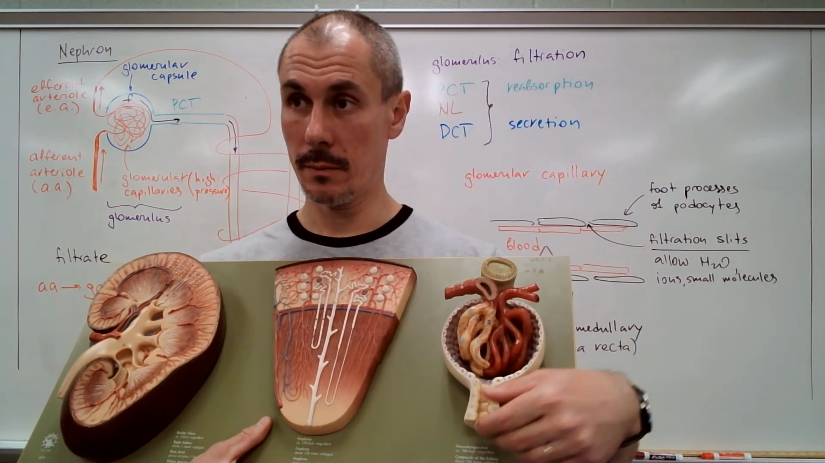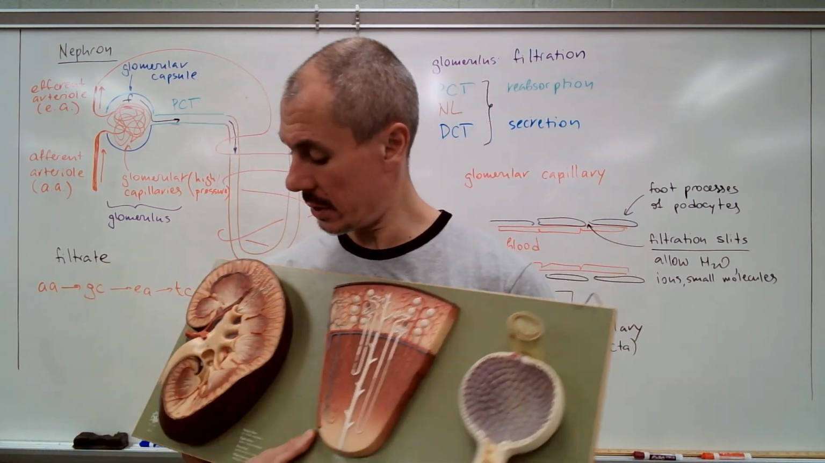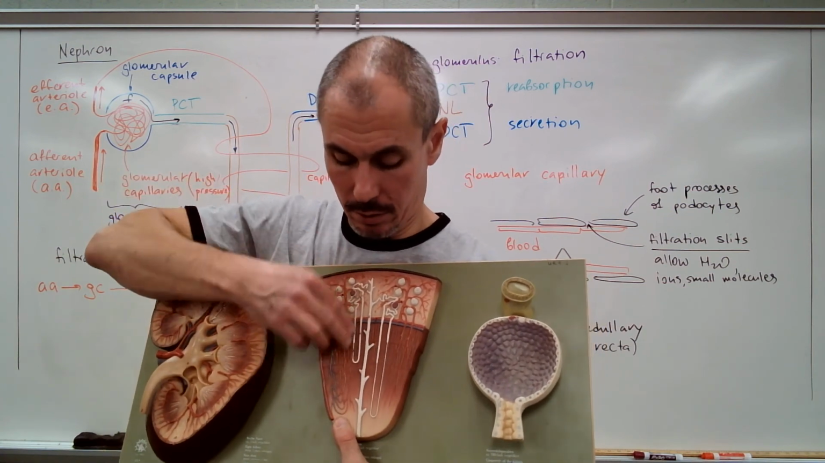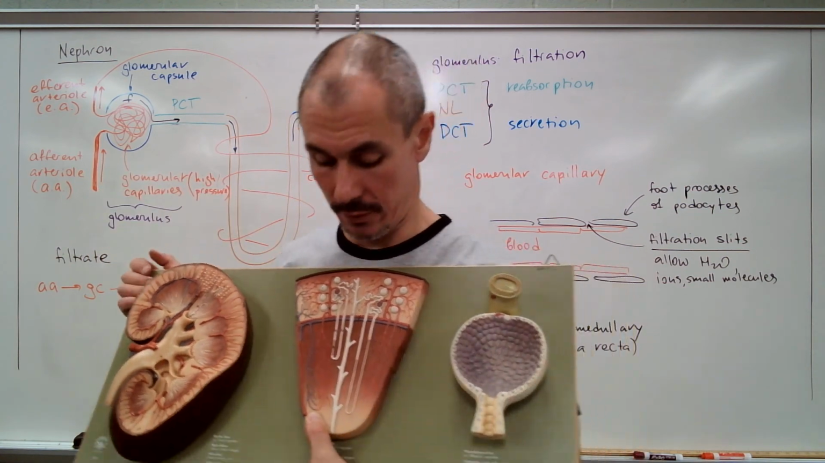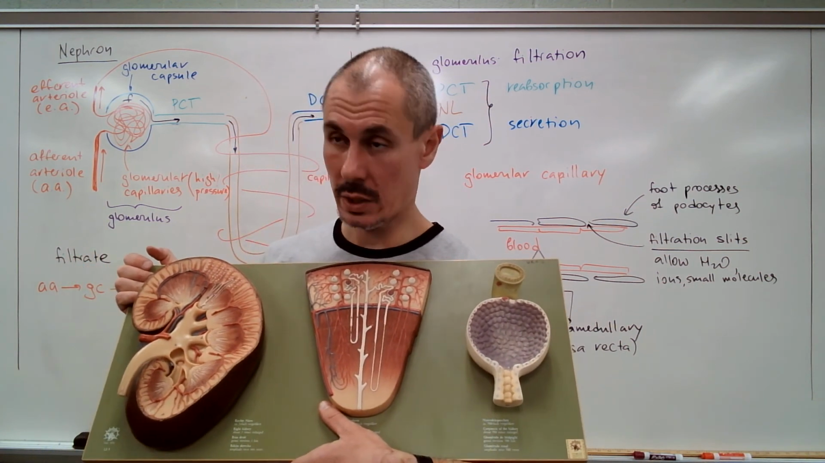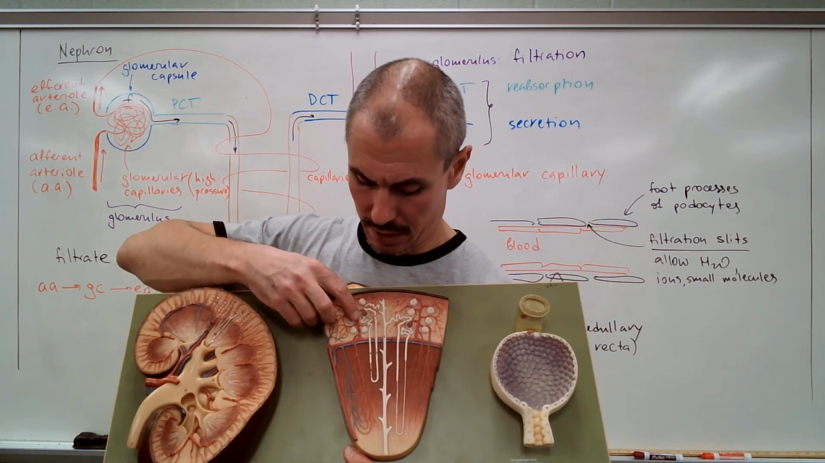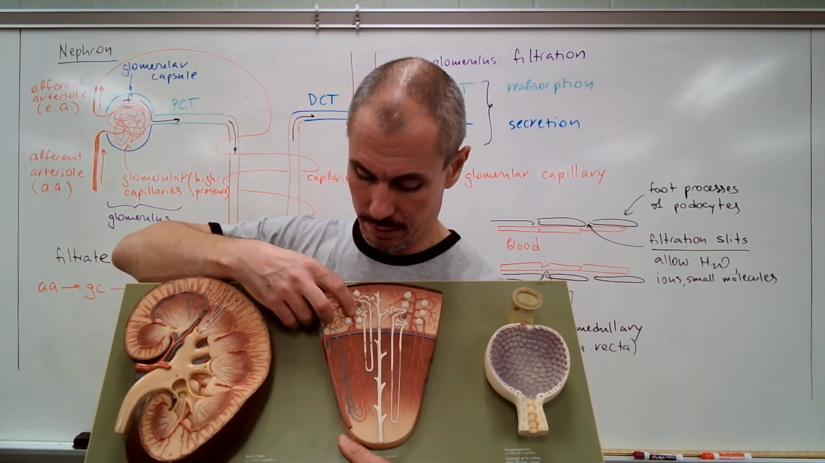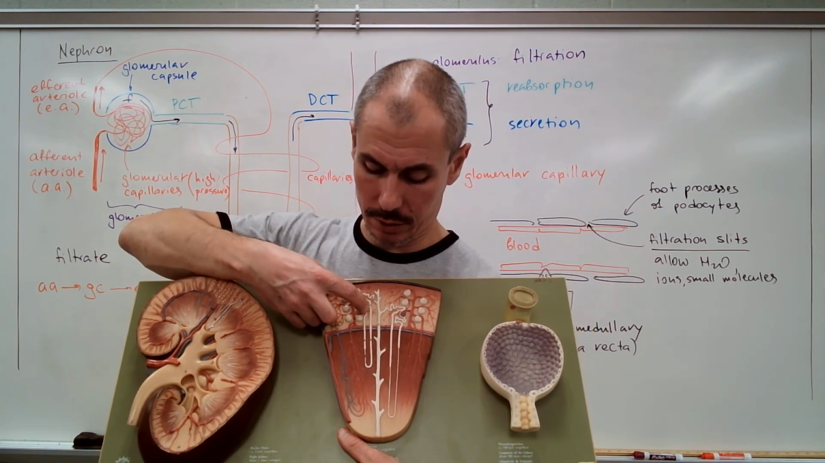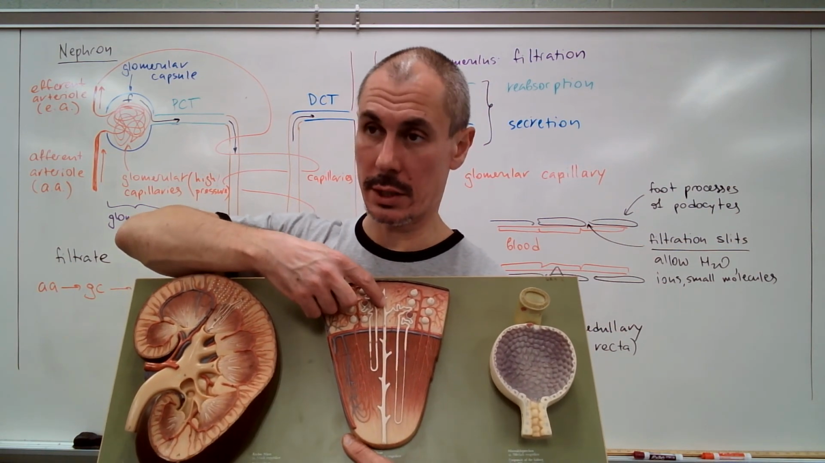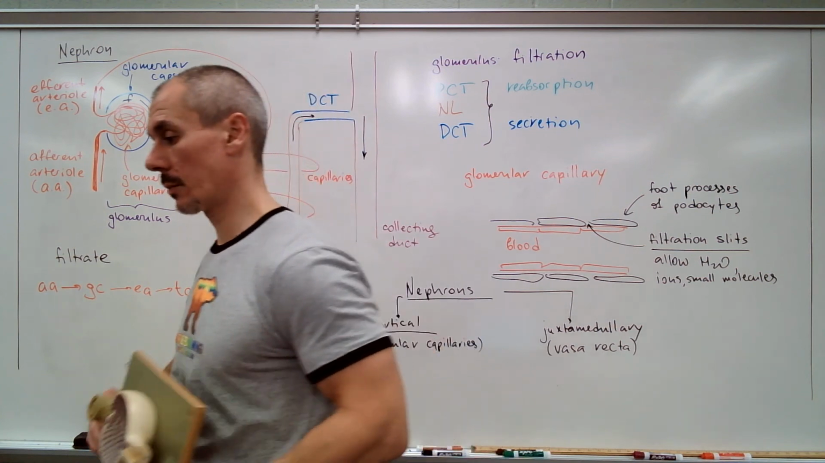Are you following me? On this example here, you can see the collecting duct. You can see cortical and juxtamedullary nephron. Okay, so far so good? And in this nephron you can see, that's the glomerulus. This is the proximal convoluted tubule, nephron loop, distal convoluted tubule, which connects to the collecting duct.